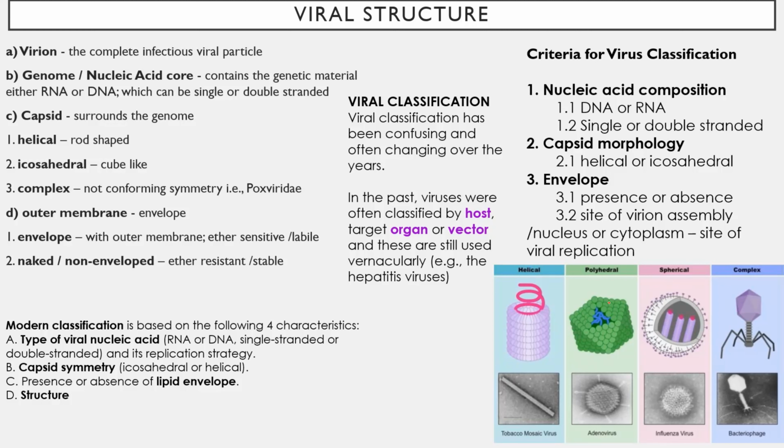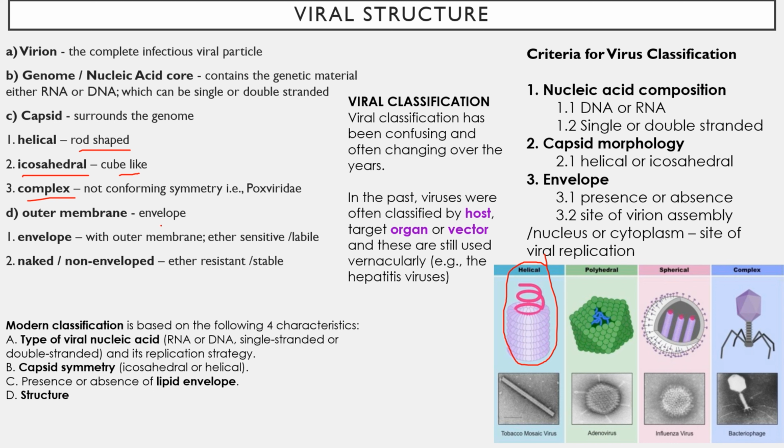Now, your capsid could come in different forms. As I mentioned, it could be helical or rod-shaped, icosahedral or cube-like, or complex. When you say complex, they have no fixed shape. They are not helical, they are not icosahedral. An example of this is your poxviridae. An example of a helical virus is your TMV. They are rod-shaped. Then we have polyhedral, your adenovirus, spherical for your influenza, and complex, which is your bacteriophages.